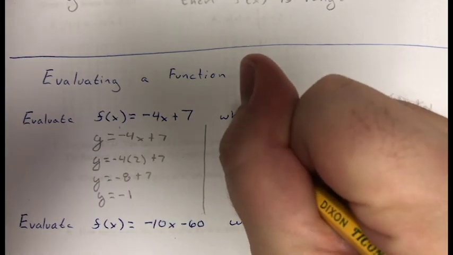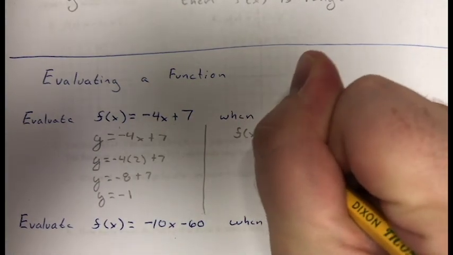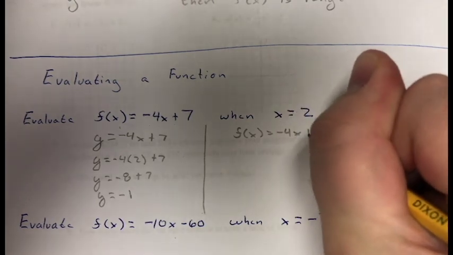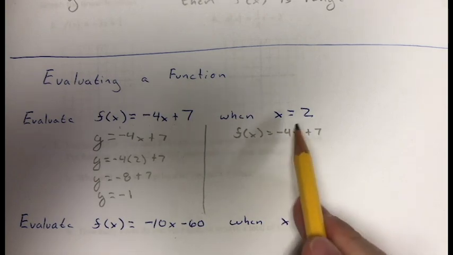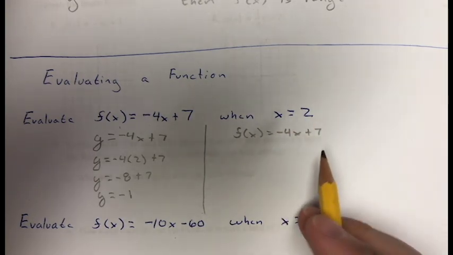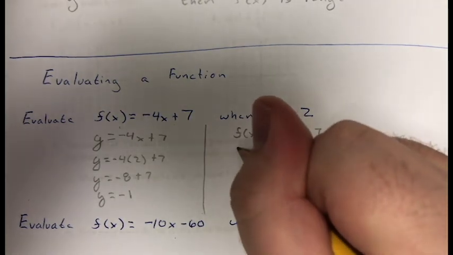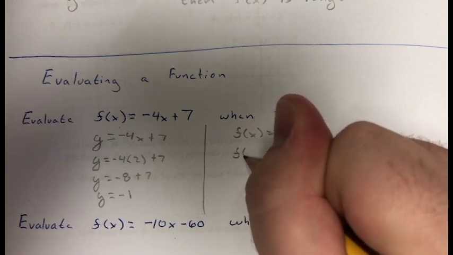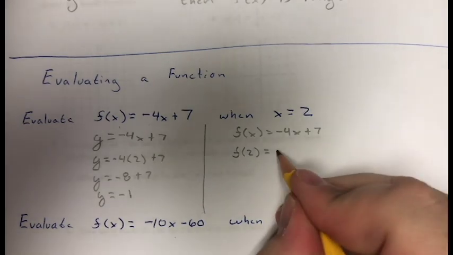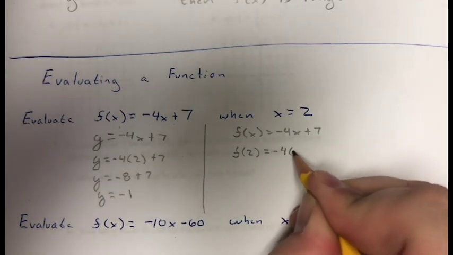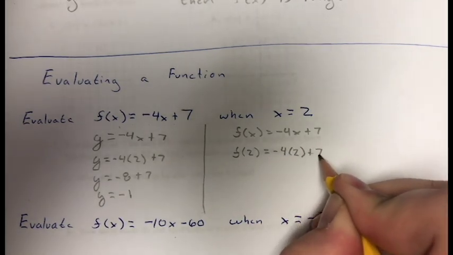Now let's do the same thing. f of x is equal to negative 4x plus 7. I do the exact same thing. Every time I see an x, I put 2. So watch what I do here. I'm going to keep my f and I'm going to put a 2 here. So f of 2 is equal to negative 4 times 2 plus 7.